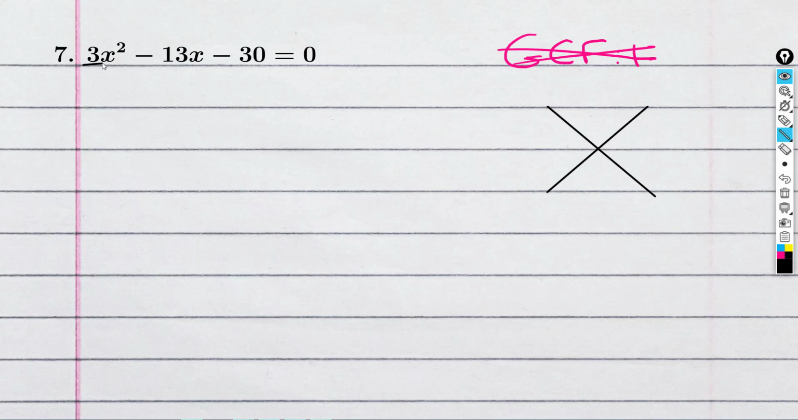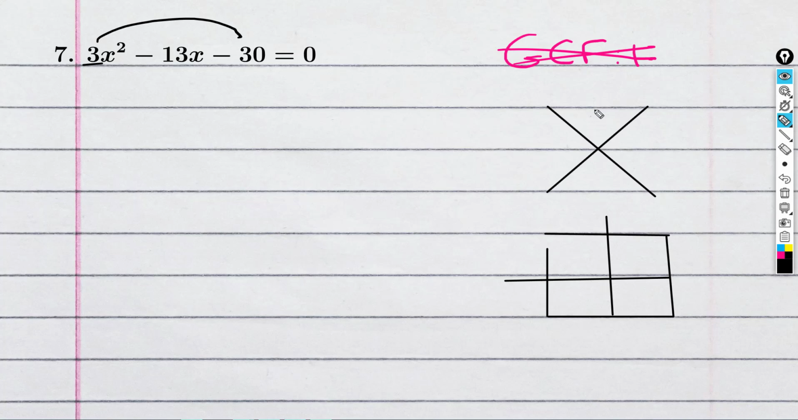But also my a number is not 1. So that means I'm not only just going to use the x, I am also going to use the box to help me do this. So when I use the x, that's the starting point. I take and multiply my a times c, so that's a negative 90x squared. And I want to see what gives me a difference of negative 13x.